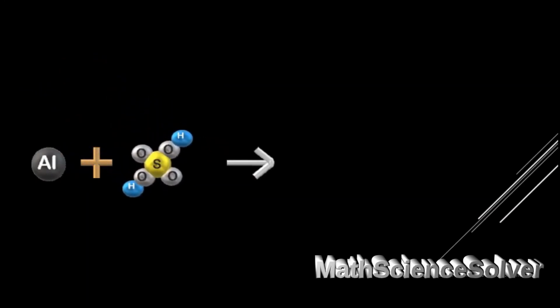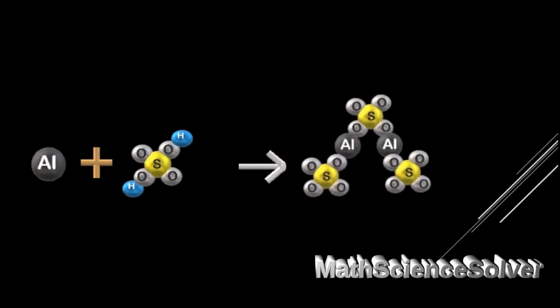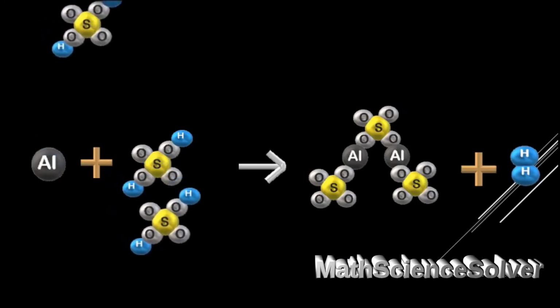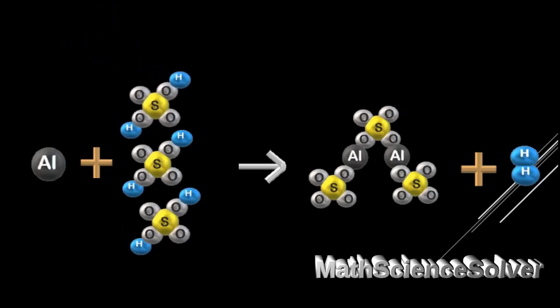Aluminium plus sulfuric acid gives aluminium sulfate plus hydrogen. So balancing it, we have 3 sulfuric acid and 2 aluminium on the reactant side. Now it's balanced.